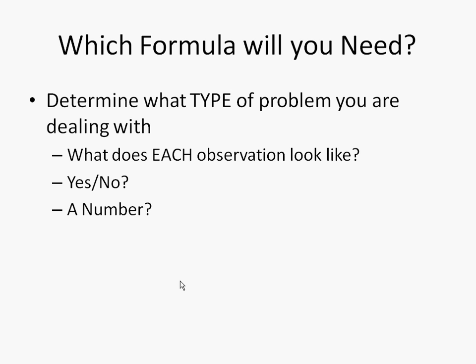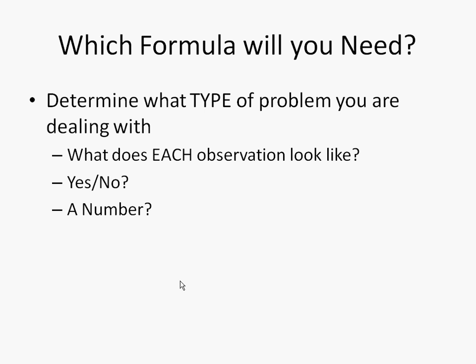Now, what formula will you need? Well, that one gets to be tricky because it turns out we're going to get a lot of formulas. For this part of the course, it really gets kind of cookbooky. There are a whole bunch of formulas both in the book and that we'll talk about and use in your homework, but you have to decide which one you want.